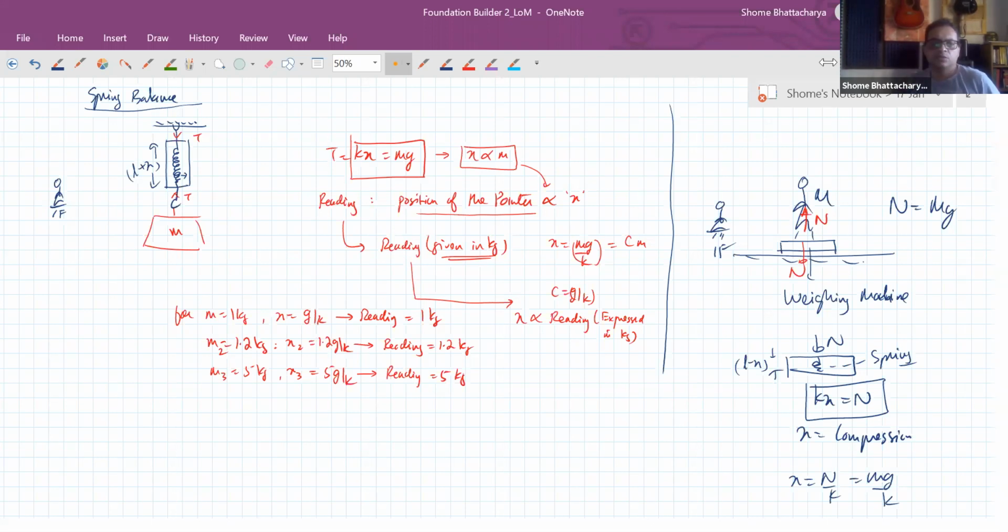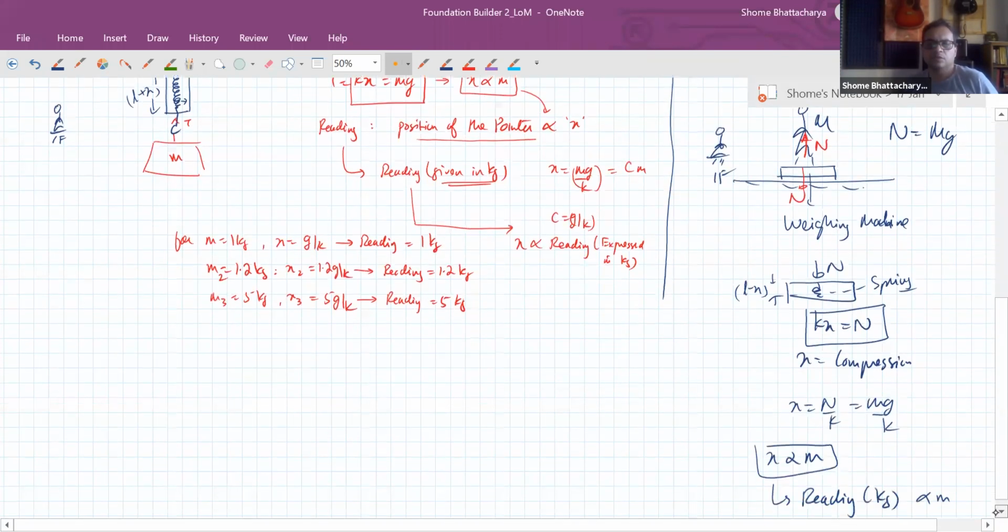So Bhargav, hope this concept is clear to you, the principle of the weighing machine and the spring balance, because that is what is being used in both these questions, 15th and 16th. So the spring balance concept is clear, no? Okay, so now let's see what's happening in this particular question.